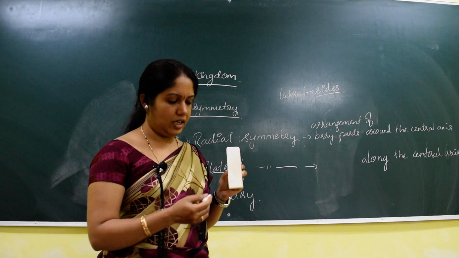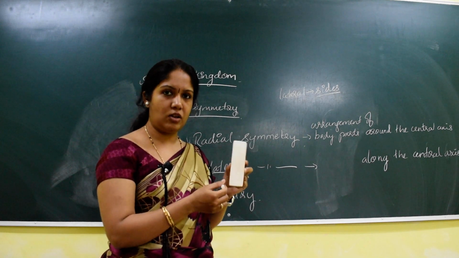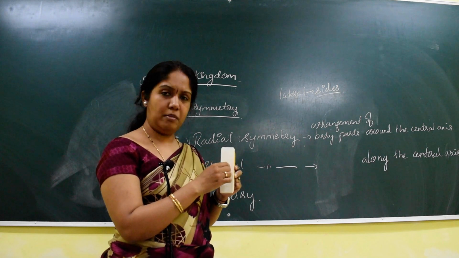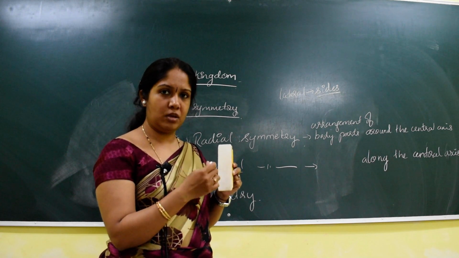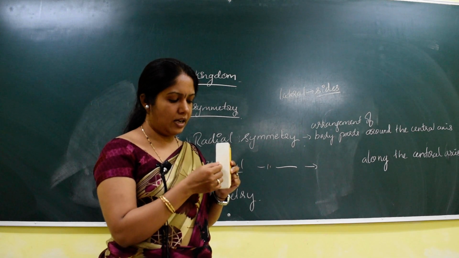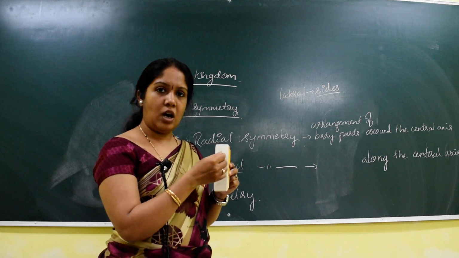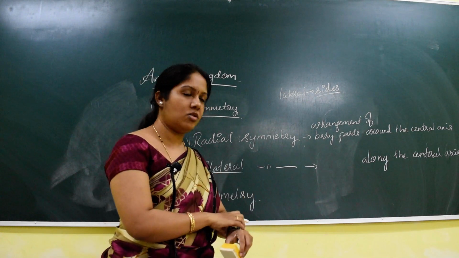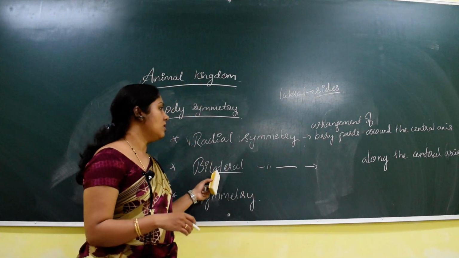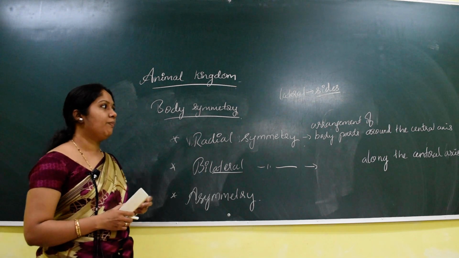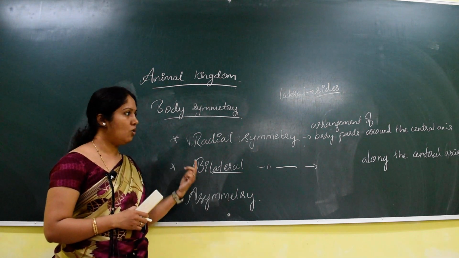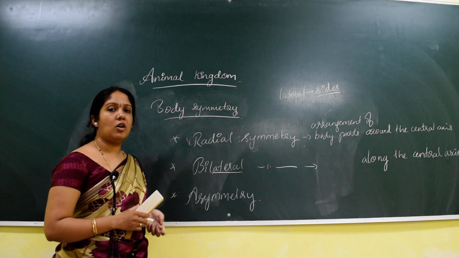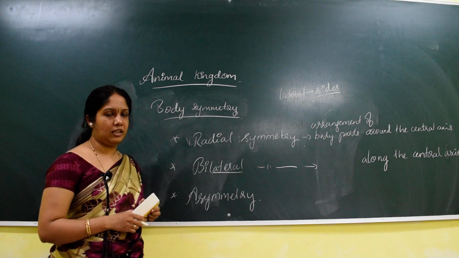Now let us consider radial symmetry. Now this is an organism. Let us consider a central point or central line. How here the body parts are arranged means it is arranged around the central axis or around the central line. Understood? So hence, in case of radial symmetry, the body parts are arranged around the central axis, whereas in bilateral symmetry, the body parts are arranged along the central axis.